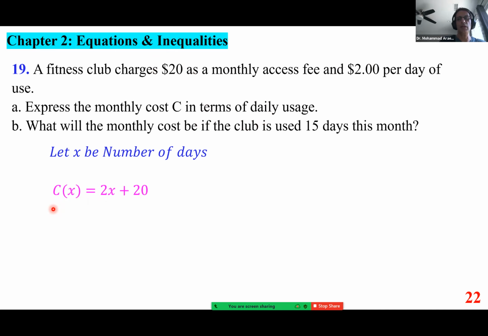For part B, replace the x with 15, that's 30 plus 20, and that gives us $50 for that one.